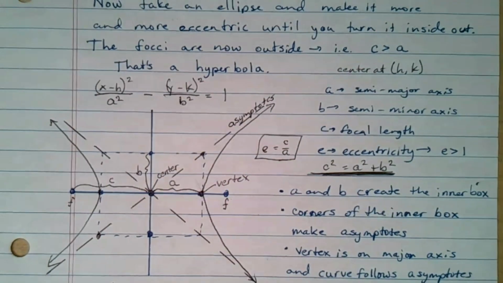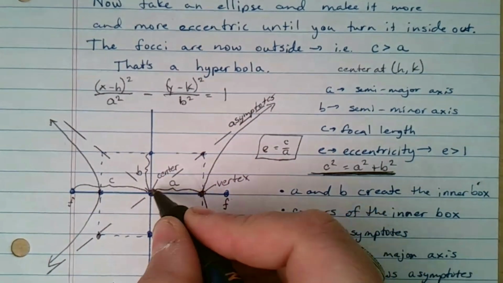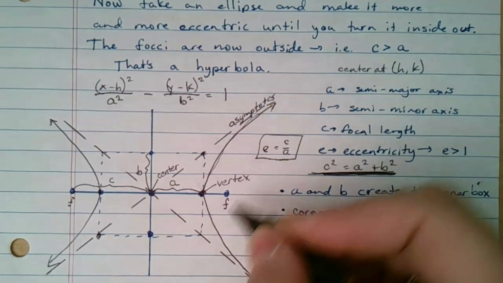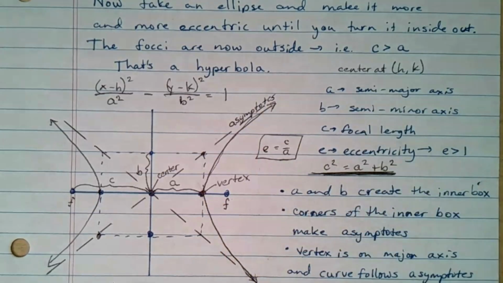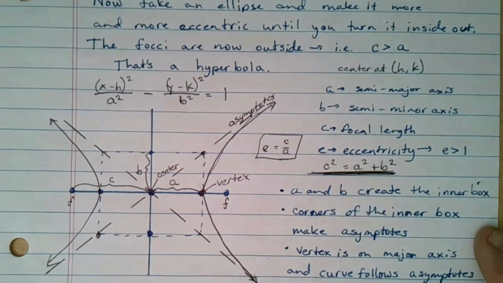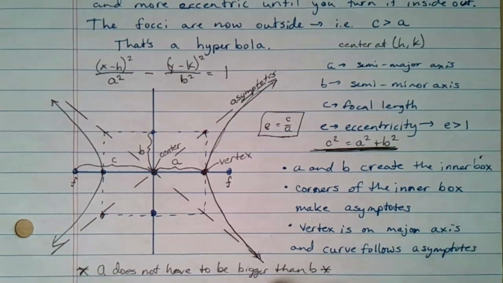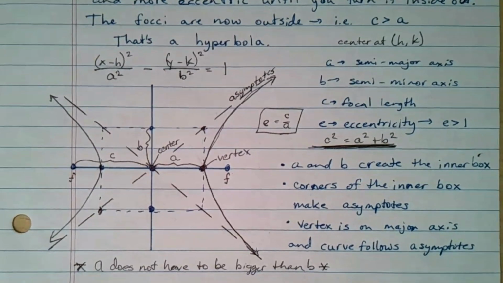At the vertex, which is A from the center, you're going to follow your asymptote, and you get your hyperbola. The hyperbola is, in fact, an asymptotic function. The vertex is always on the major axis, and the curve follows the asymptotes. One interesting thing about hyperbolas: in an ellipse, the major axis is always larger, so A has to be bigger than B. This is not true for a hyperbola. I'll show you the difference.